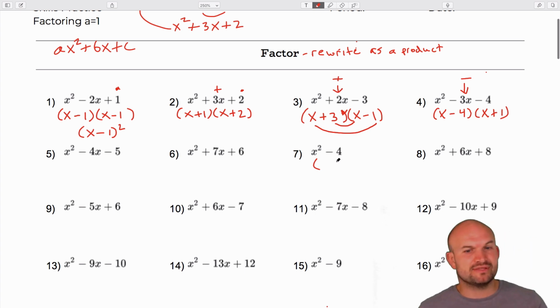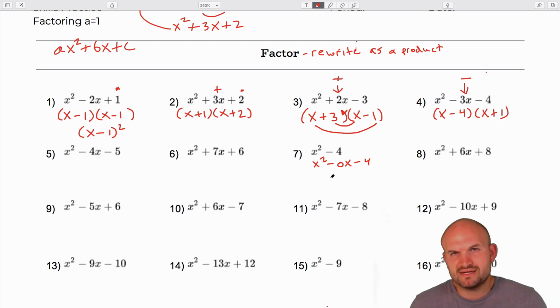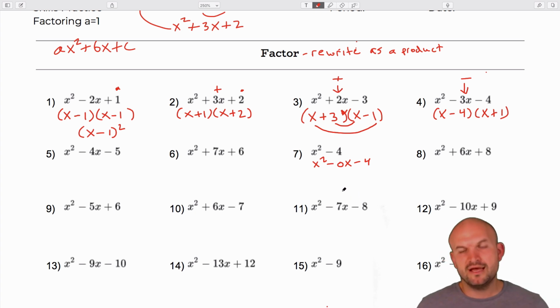So, this is something that you can follow along with me. Now, this expression can also be rewritten as x squared minus 0x minus 4. We don't really write it like this, because 0x is just 0, and so it's redundant. But I'm writing it like this so you can understand that there is a middle term. It's just 0. So you've got to think, what two numbers multiply to give me negative 4 but add to give me 0?